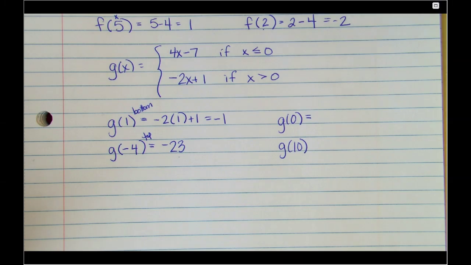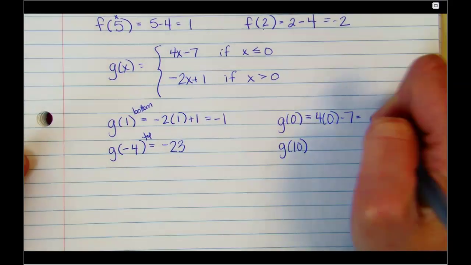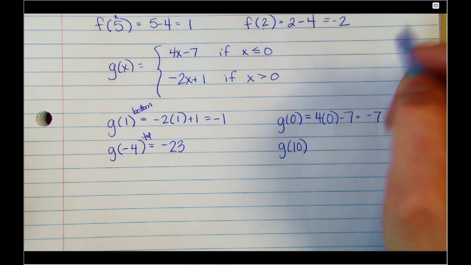Okay, G of 0, top or bottom? Top. Because it's equal to 0. It's 4 times 0 minus 7. What is that? -7.